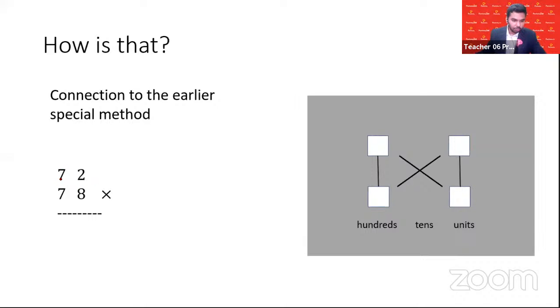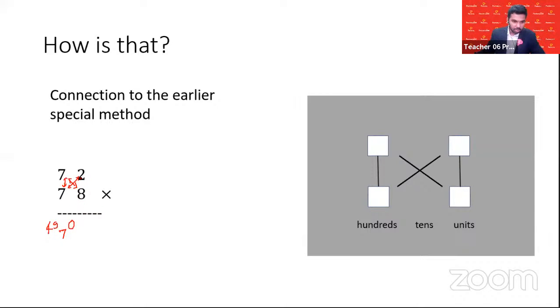So let me do the first step, which is the vertical step, 7 times 7, which is 49. Then the crosswise step, 7 times 8 is 56 plus 7 times 2, which is 14. So I have to add 56 plus 14, and that would result in what? 70. 70, I will write it as 0 and 7. So hope now it is visible more.